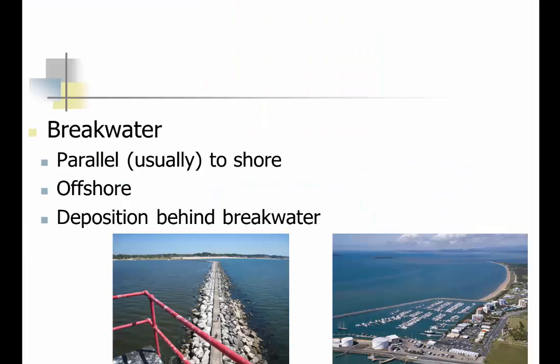We can also have what's called a breakwater. Breakwaters are usually a concrete line with rocks. They're usually parallel to shore, usually offshore, which is located here, although you can see it goes into the shore, and we get deposition behind it. So if the longshore current, let's say, is moving this way, it will wrap around by refraction and actually dump sand into this harbor, which is not good for the draw of these boats.